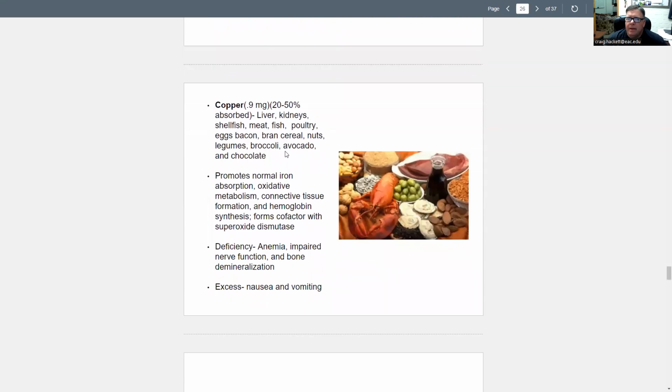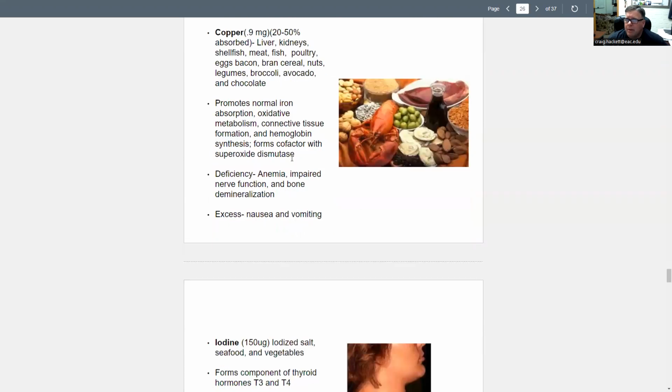Copper, once again, don't need much here either. It's not absorbed super well. We get it in most of the foods we eat that grow out of the ground. It's naturally occurring. So that's copper. Go lick a rock out here in Safford. It's all over the place. You get copper that way.